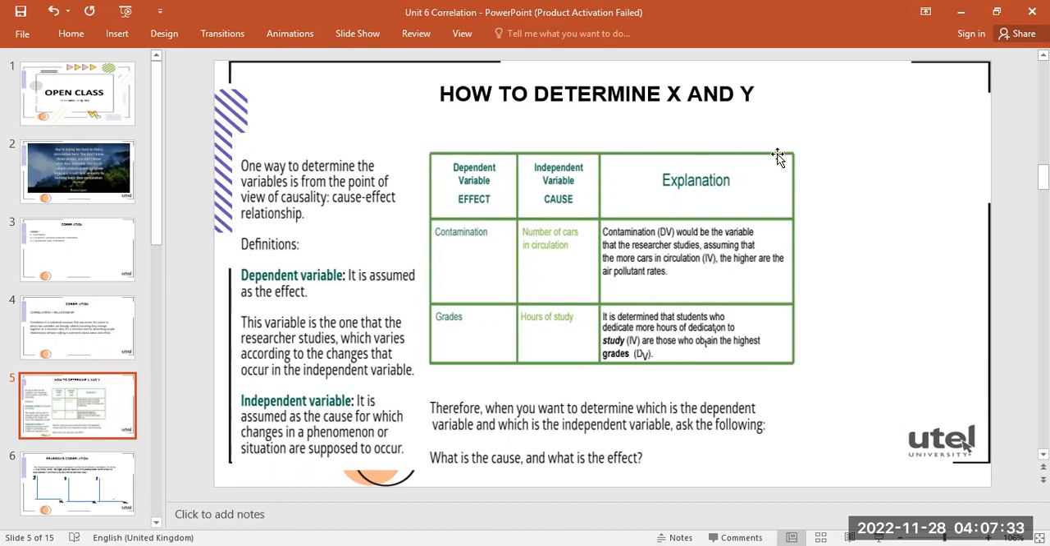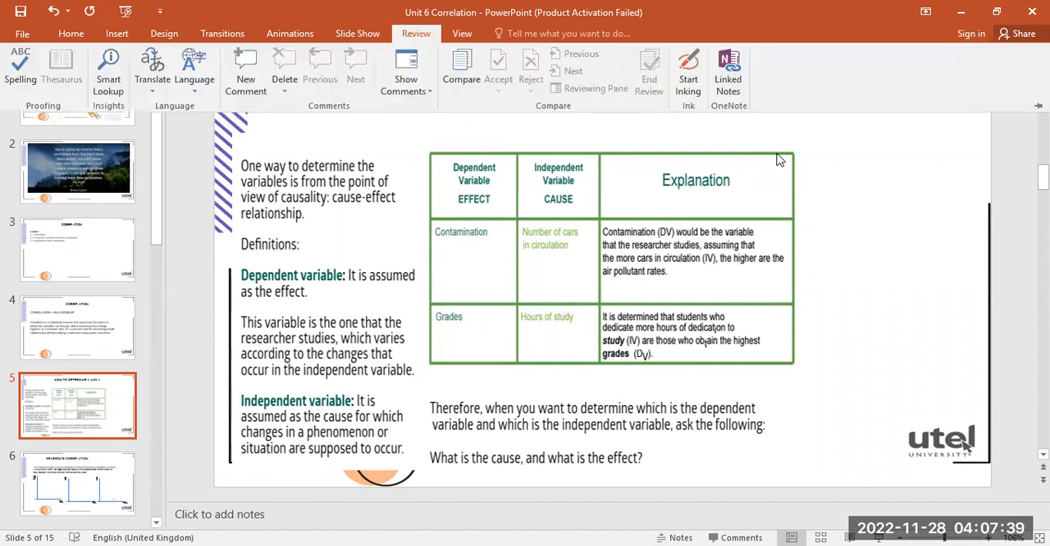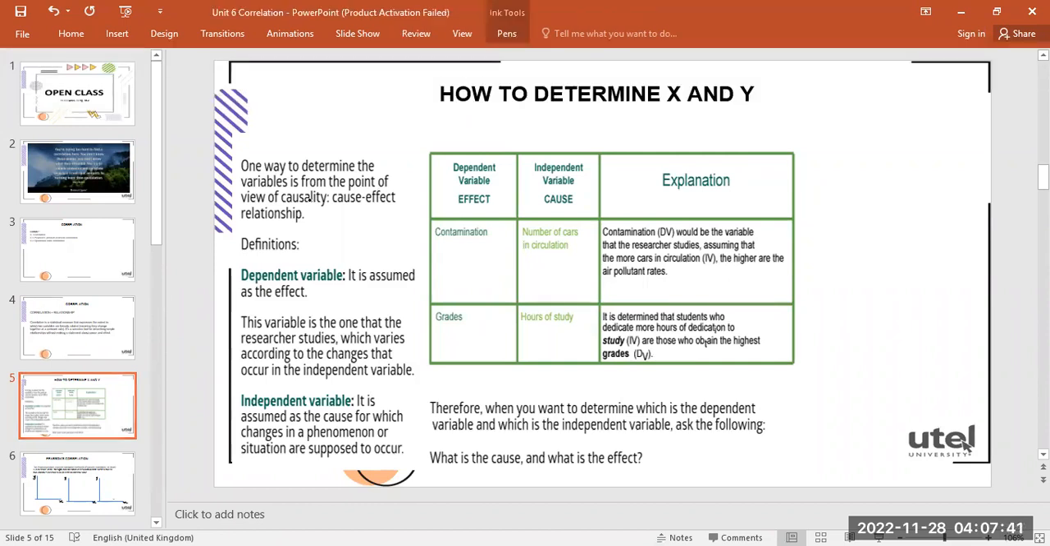Now, a very important thing we need to know is, for any given study, how do we determine the variable that is independent and the one that is the dependent variable? One way to determine the variable is from the point of view of causality, in other words, cause and effect.